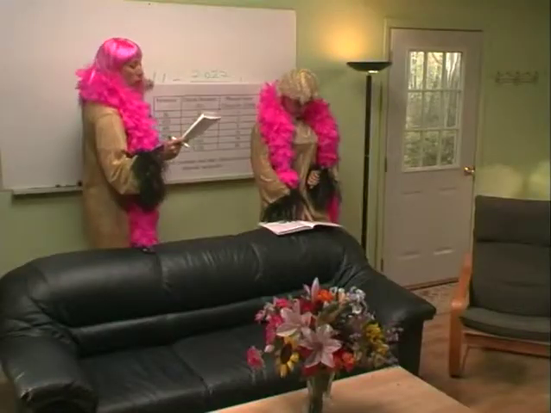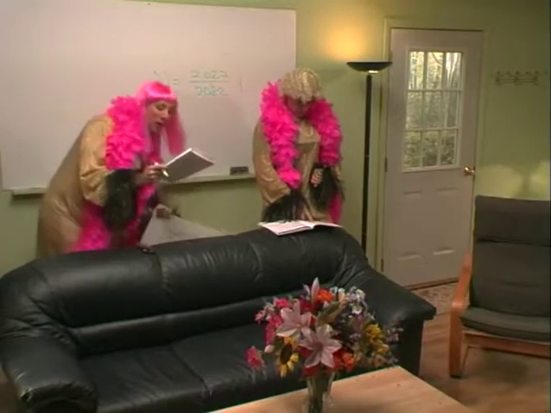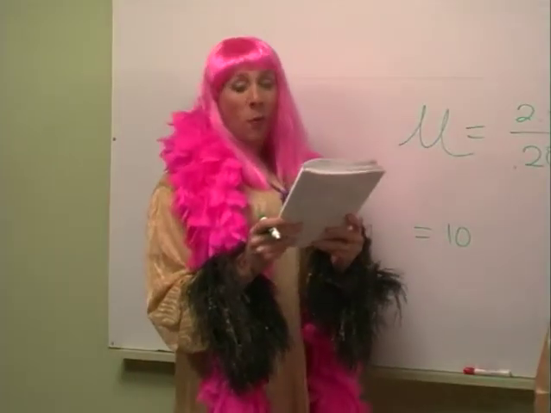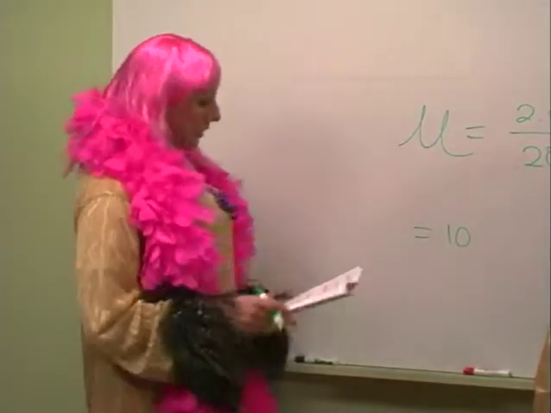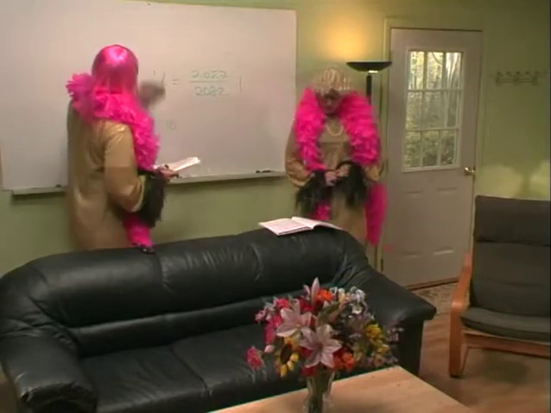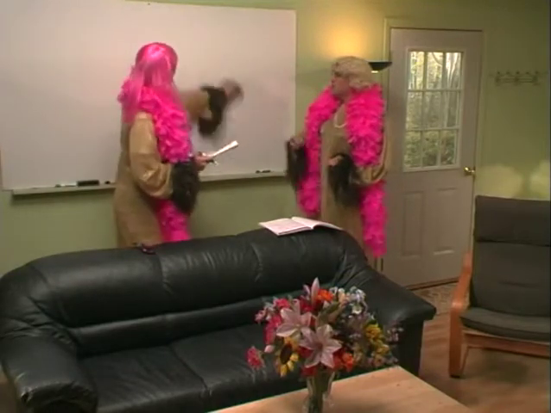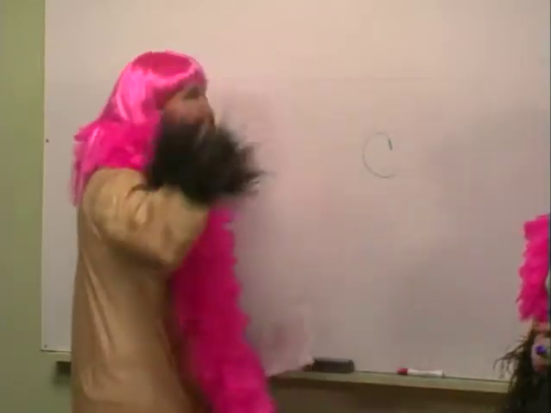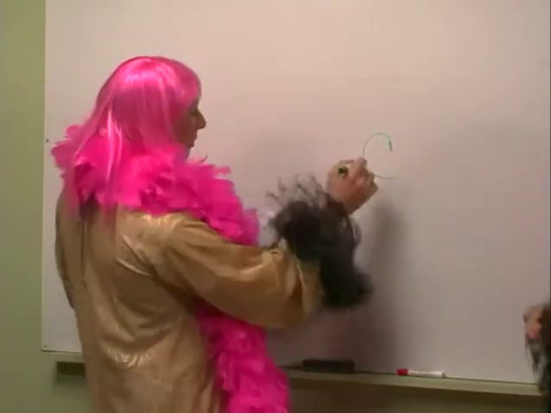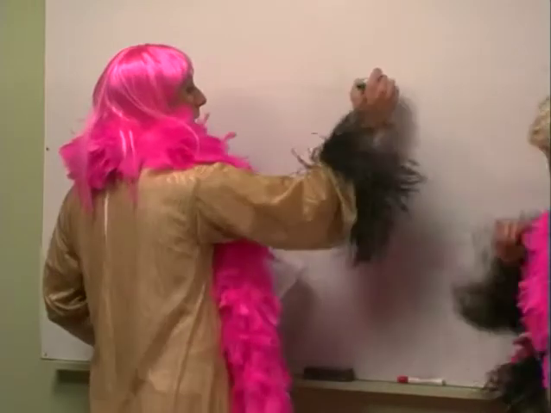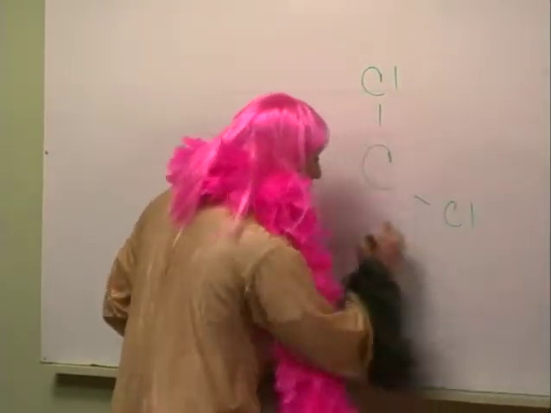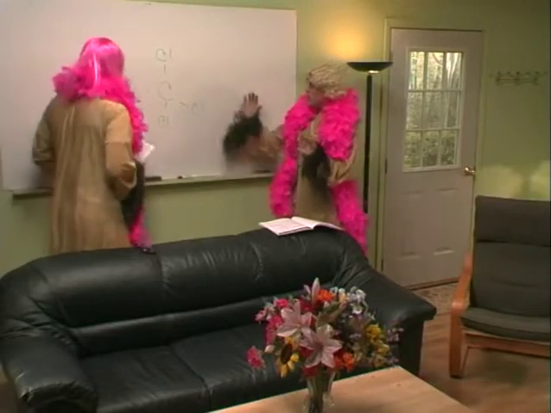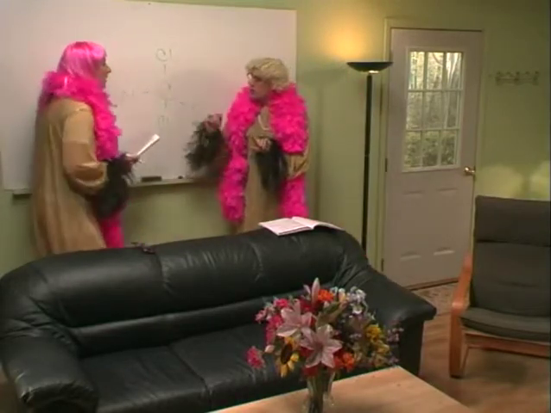43. If mu represents the dipole moment of each CCl bond in CCl4, what is the dipole moment of CCl4? Now let me think. Can I draw a CCl4? I believe I heard Jordan call that carbon tetrachloride once. Let's see, we have a C, four bonds. And this is three-dimensional, so it would be a tetrahedral.